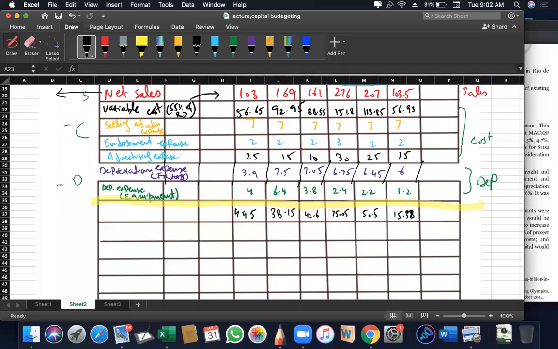Okay, guys. So till this part we have applied the, now this is earning before tax, and we can also name it as operating income before tax. So here we will apply tax, that is given, that is 40%. So 40% of this value, 40% of this value.